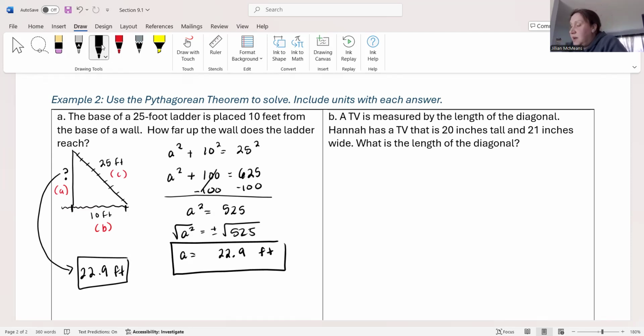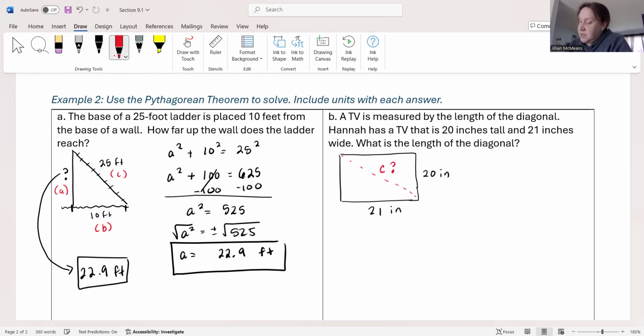A TV is measured by the length of the diagonal. Did you know that? Okay, Hannah has a TV that is 20 inches tall and 21 inches wide. What is the length of the diagonal? So here's the TV. This is not by any stretch of the imagination drawn to scale, but we're going to say it's 21 inches wide. Well, let me see, I have it backwards. It's 20 inches tall and 21 inches wide. What we need to know is the length of this diagonal.